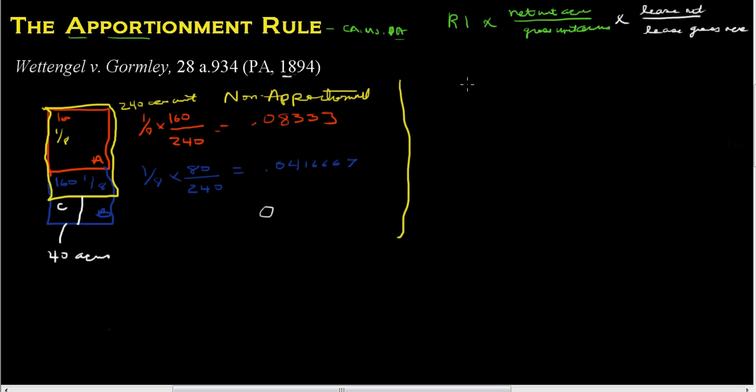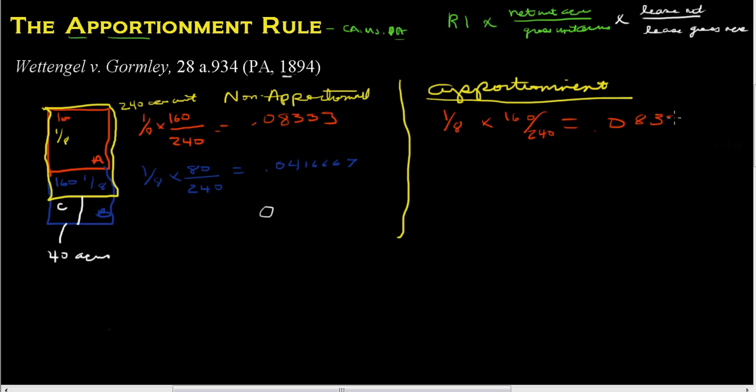But let's see what it would look like in an apportionment state, because what happened is that B has conveyed a portion of his lease to a third party, to C. So this is the way the calculation would work in an apportionment state. A's interest would be the same: 1/8 times 160 divided by 240, and that's going to be the 0.08333. But B's interest is going to change. B will still get the 1/8 royalty times the number of acres he has in the unit, which is 80 acres, divided by the total unit acres.